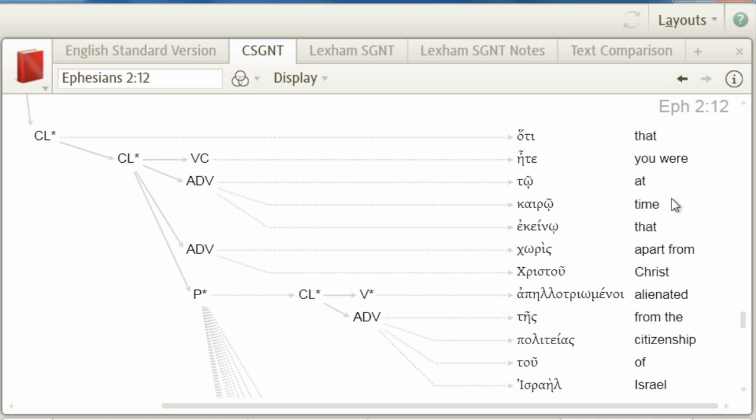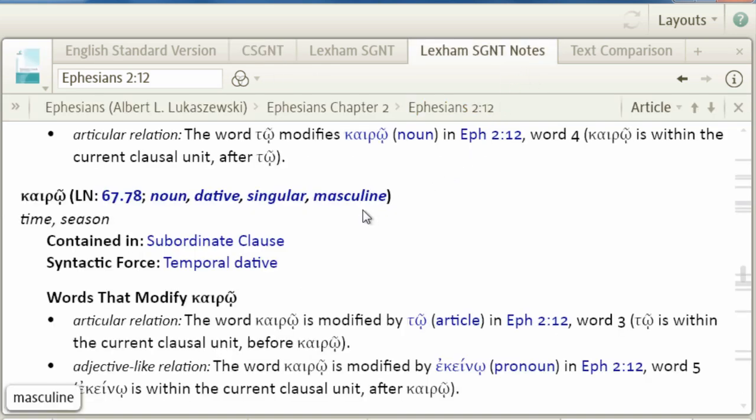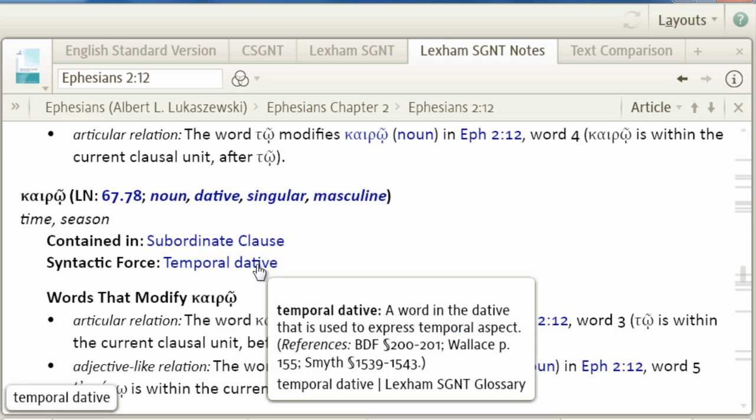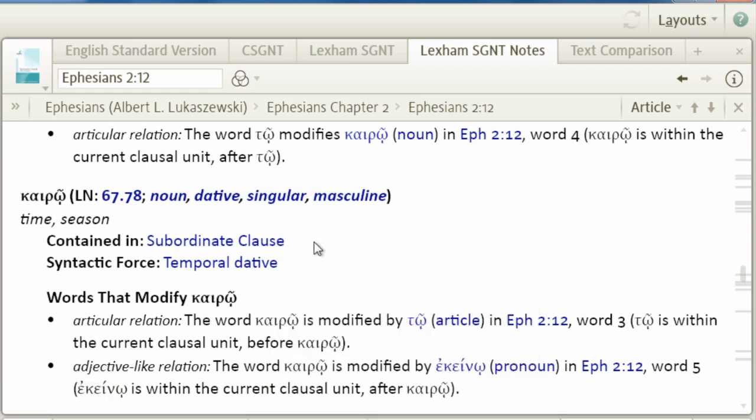Now let's see more specifically how the Greek word kairo is annotated in the syntactic Greek New Testament. And here's the noun we were just looking at, kairo, which is translated time or season. In the dative case, and we can see the syntactic force here is that of a temporal dative, a word in the dative case that is used to express temporal aspect. Keep in mind that the dative expresses a point in time. That's different from the genitive, which expresses a kind of time, and the accusative, which expresses the extent of time.